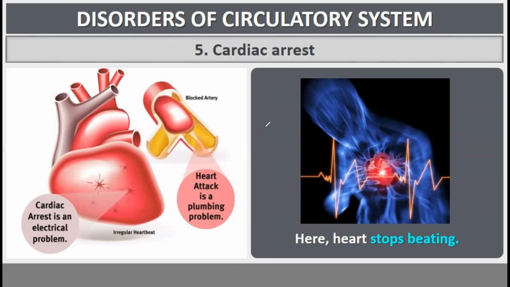The fifth type is cardiac arrest. Here the heart stops beating. Now, if we compare heart failure and cardiac arrest, cardiac arrest is associated with an electrical problem, that is, it is associated with the SA and AV nodes, the nodal tissues of the heart. So if nodal tissues are damaged, then they won't pass any electric impulse to the heart, so the heart won't pump and the heart stops beating.